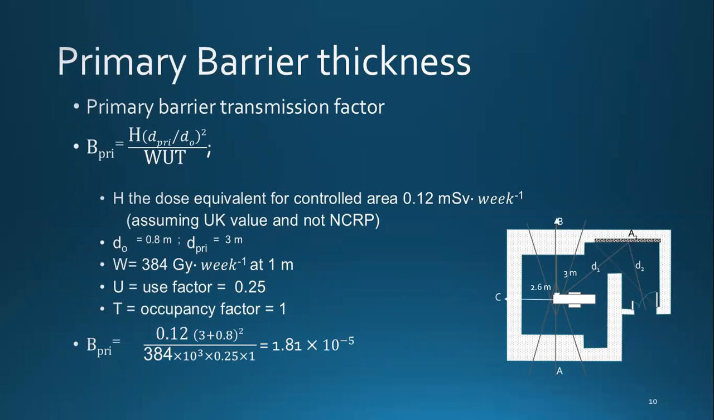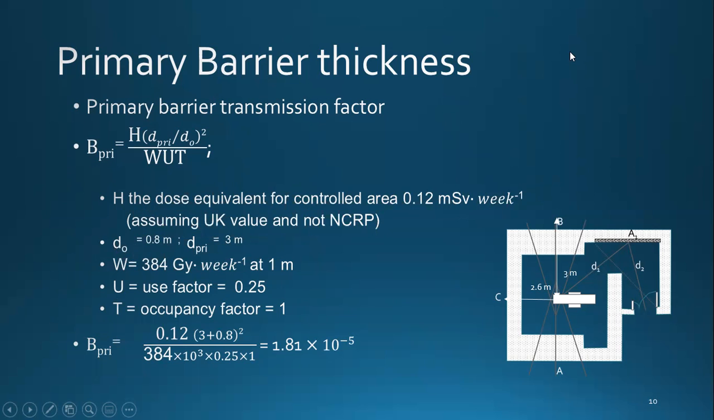Let us first do the calculation of primary barrier thickness. To determine the primary barrier thickness, you need to first determine the barrier transmission factor. The barrier transmission factor equation for the primary barrier, which we discussed in lecture 4, is the dose equivalent or the design goal times d primary by d0 whole square, divided by workload, use factor and occupancy factor. The H, which is the design goal or dose equivalent, in this particular example is taken as 0.12 millisievert per week, which is the UK value, not the NCRP value.